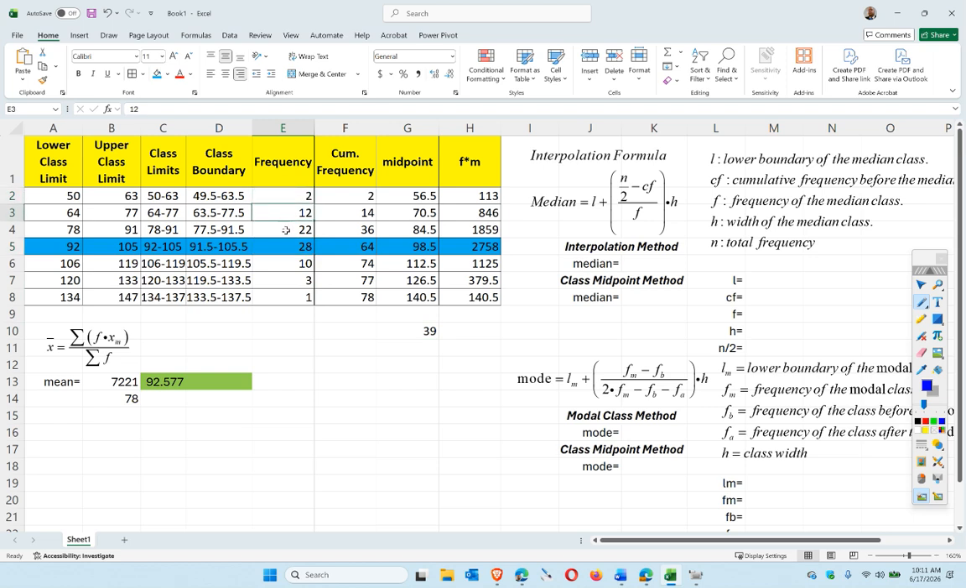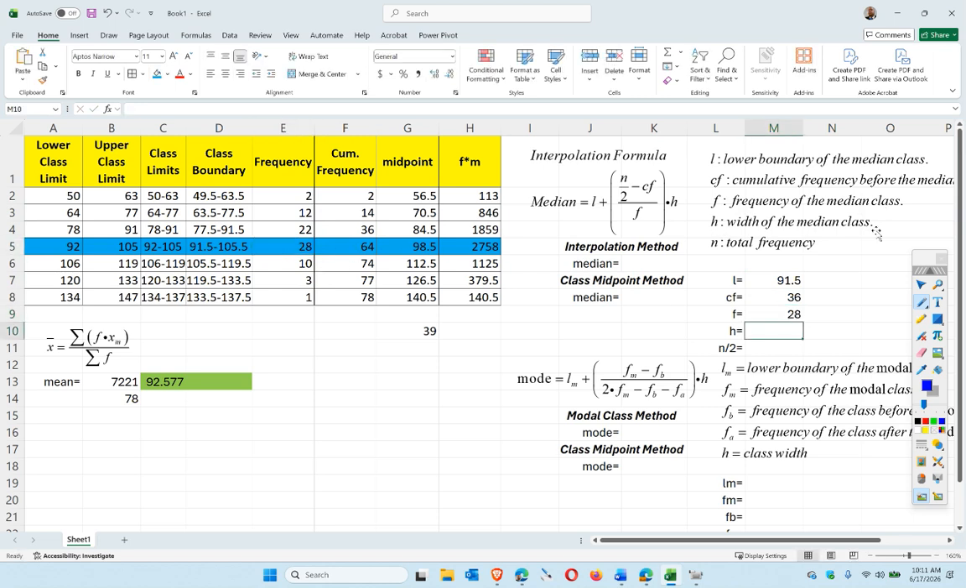Because this plus this is 36, so 37, 38, and 39 fall into here essentially. Okay, so this is the median class, and the lower boundary is 91.5. The cumulative frequency before the median class would be 36, right? Because this is before the median class, 36. The frequency of the median class is 28.